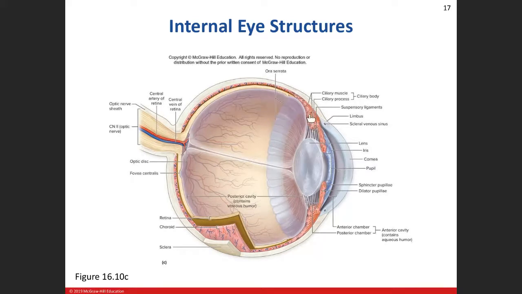So here's the lens. Here's the ciliary body, made up of the ciliary muscles. And then you have suspensory ligaments. But also we have the ciliary process, and that's the structure that helps to secrete that aqueous humor that's going to flow through the anterior cavity there.